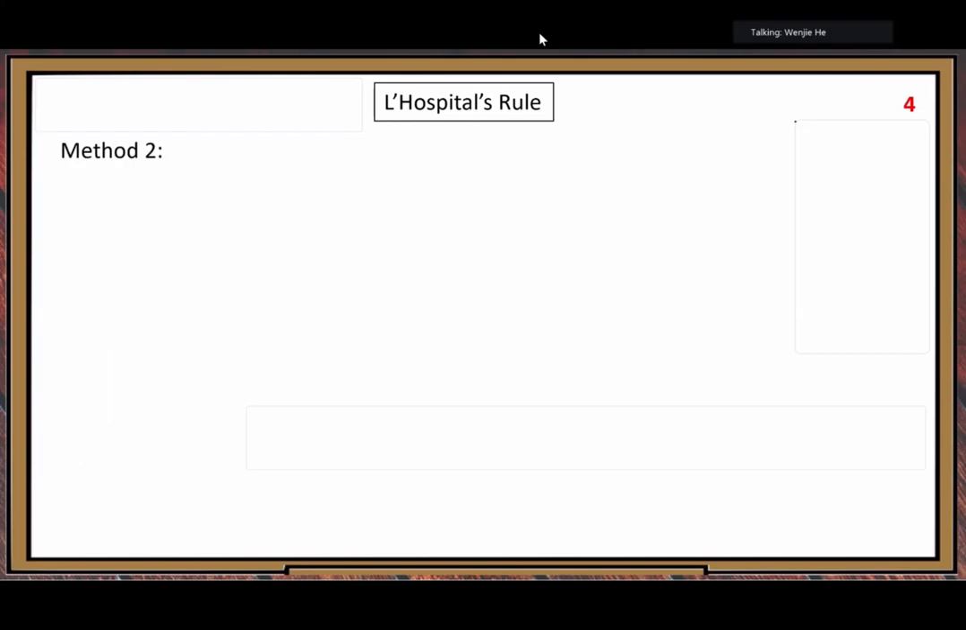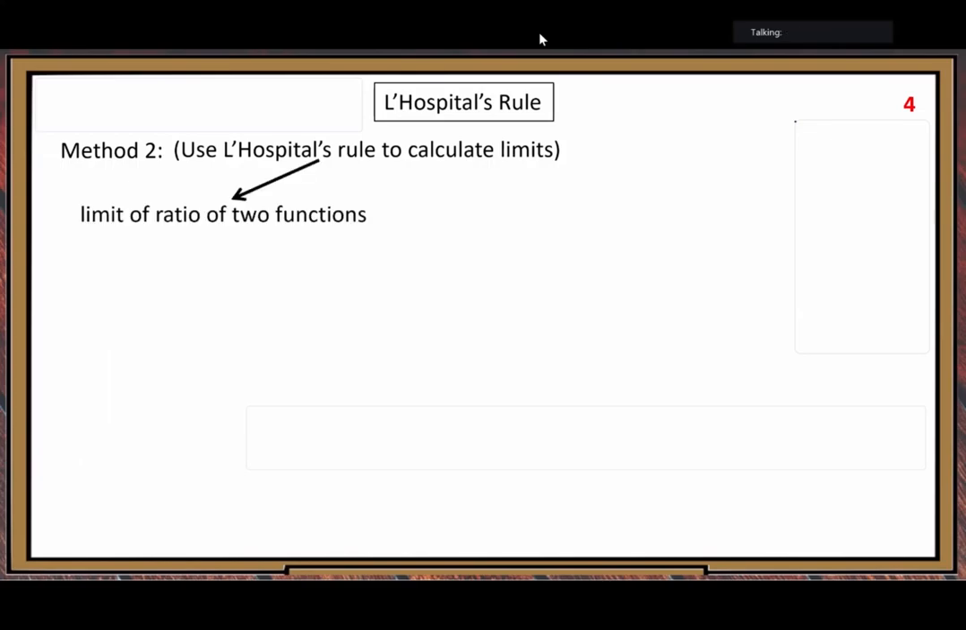All right, let me describe this L'Hopital's rule. Based on this rule, the limit of the ratio of two functions equals, under certain conditions, and we need to check those conditions, the limit of the ratio of the derivatives of these two functions. Very simple, but you need to calculate derivatives.